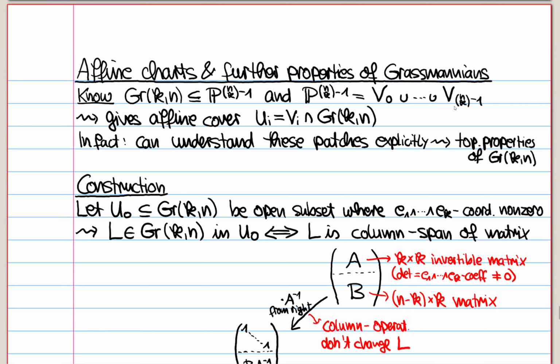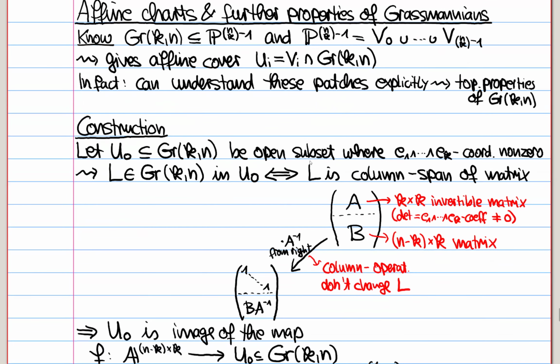has a cover by affine spaces. And so if we intersect the Grassmannian with this cover, we get the cover U_I of the Grassmannian. And it turns out this is not just an affine cover, as we know, but it's actually a very simple cover. We can find a simple description of these patches, and this allows us to explicitly prove some properties of the Grassmannian. And the construction is as follows.